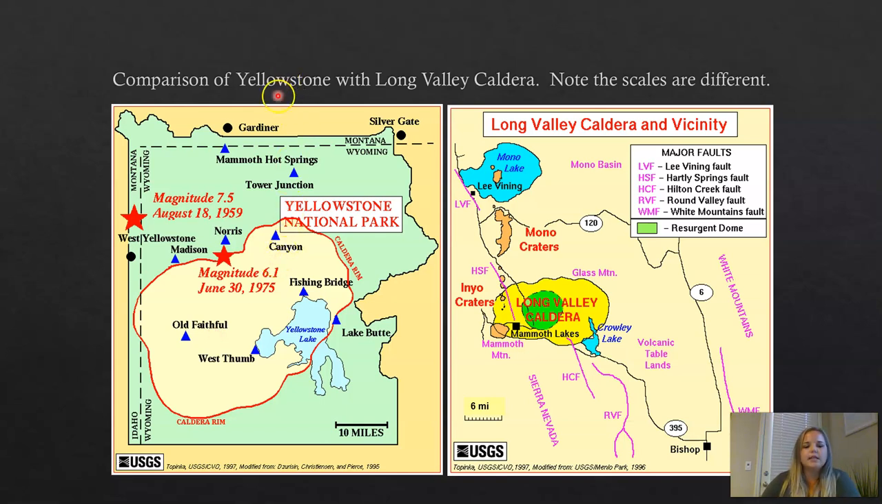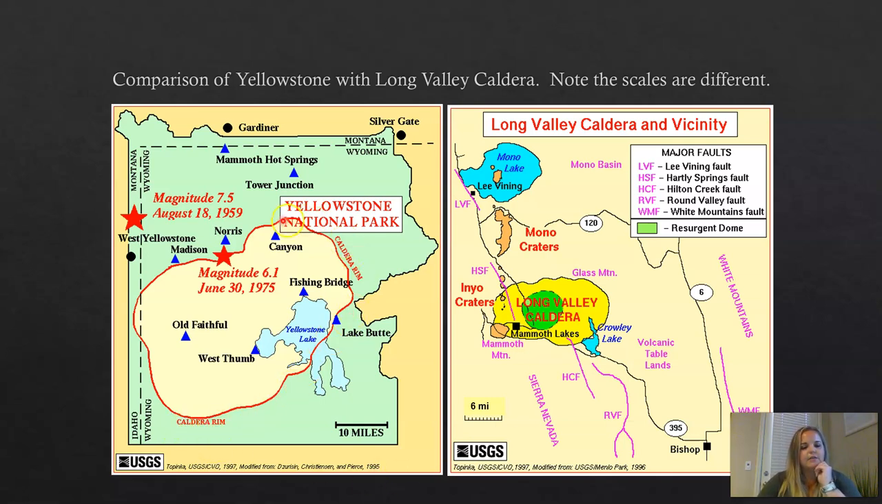So Yellowstone is mostly in Wyoming, a little bit of it is in Montana, and then Long Valley Caldera is on the eastern side of the Sierra Nevada in California. Now, comparing these two calderas is kind of hard because technically Yellowstone is considered a supervolcano, but on the basis of the three types of volcanoes, it is considered a caldera. So Long Valley Caldera is much smaller, but still over a very wide area. So it includes the Mammoth Lakes area up to Glass Mountain and Crowley Lake. So this is over in Owens Valley on the other side, or the east side of the Sierra Nevada.